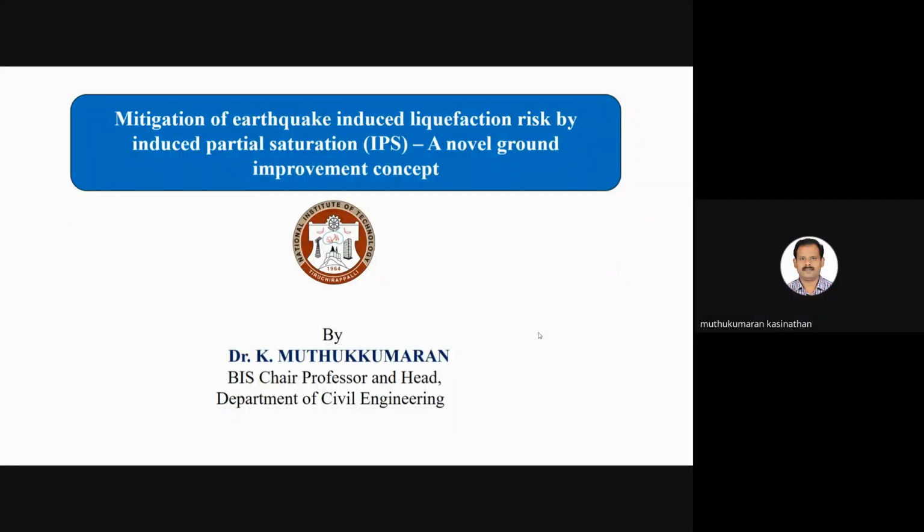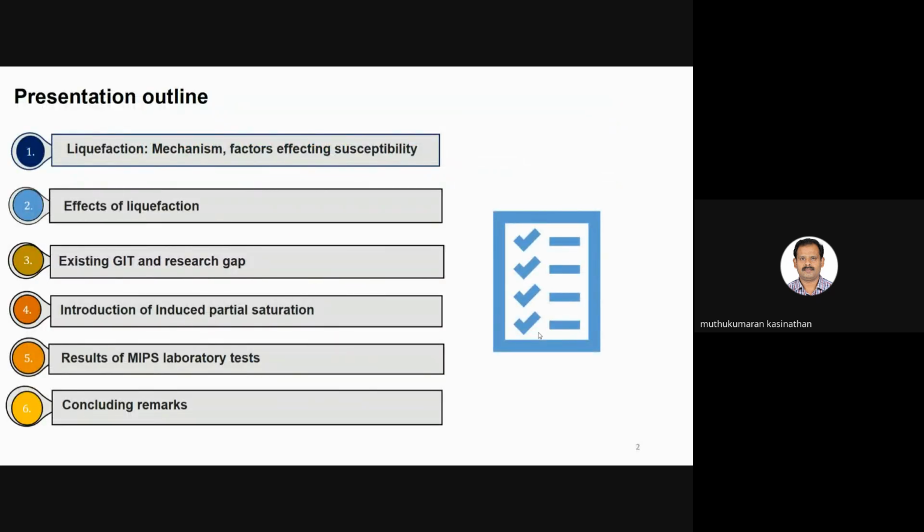Induced liquefaction risk by induced partial saturation. It is a novel ground improvement technique concept that we have recently developed. This is my presentation outline.